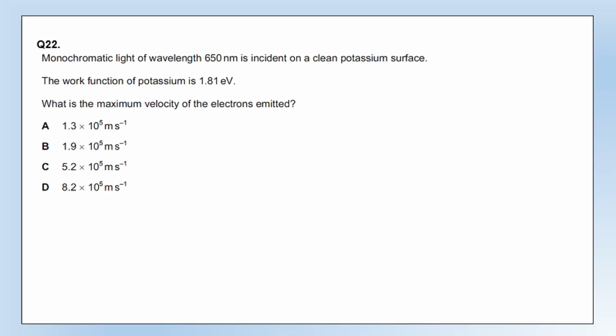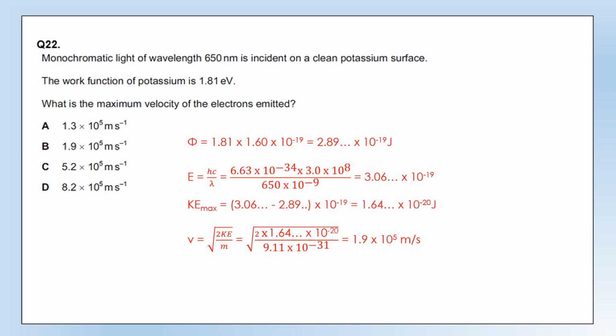Monochromatic light of wavelength 650 nanometers is incident on a clean potassium surface. Work function is 1.1 electron volts. What is the maximum velocity of emission? Those of you who are more eagle-eyed will have spotted this is actually a repeat of the earlier question, but let's show the solution anyway. So we can get the work function by converting the electron volts into joules. We can get photon energy using hc over lambda. That allows us to get the maximum kinetic energy, and then that allows us to get the maximum velocity of emission. Some of them will have velocity below this because they were deeper in the material, but this is the maximum possible velocity, and that completes this set of questions on the quantum physics.